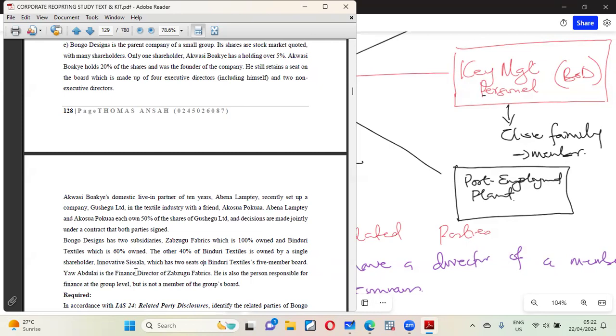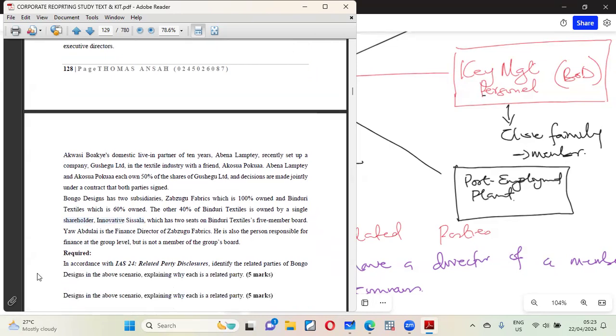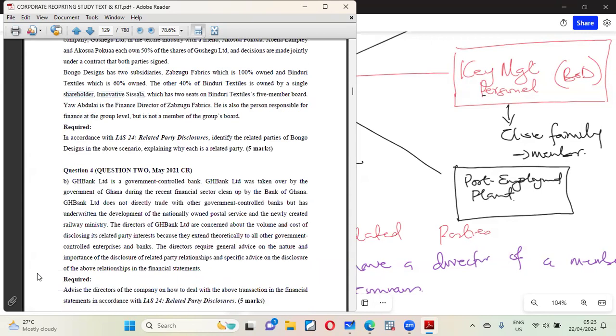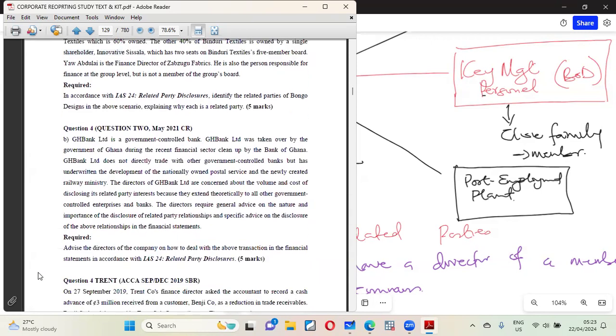So in this situation, even though the other 40% is held by Sisala, you realize that it makes them seem like they are in the group, but there is nothing like having significant influence at the group level. So kindly take note, they just share the board of directors. All right. So basically that is that.